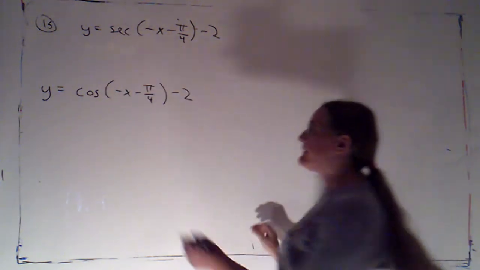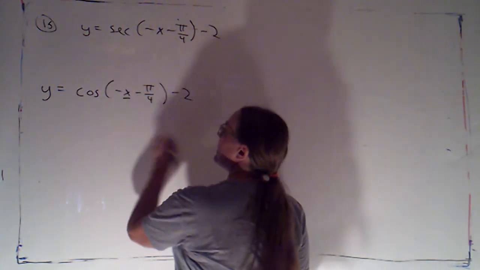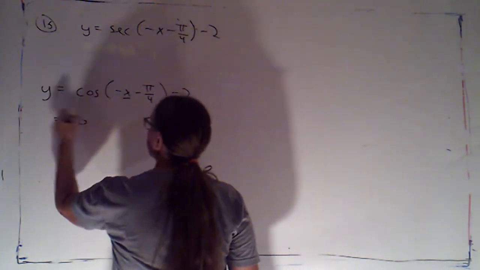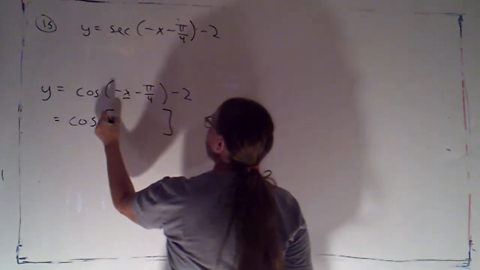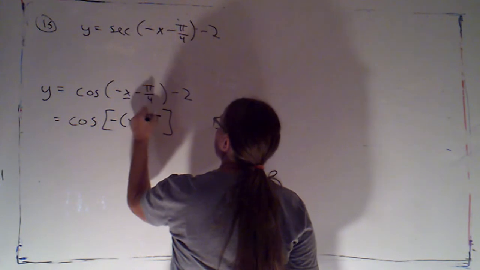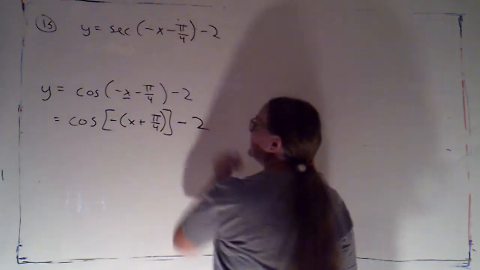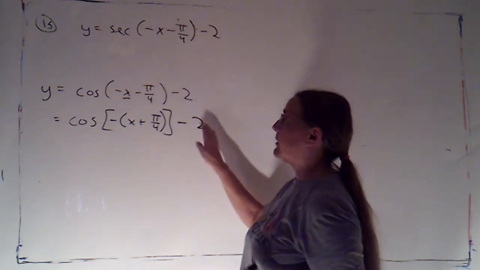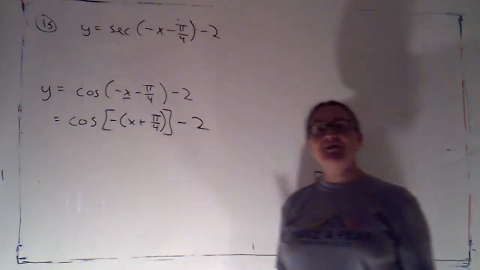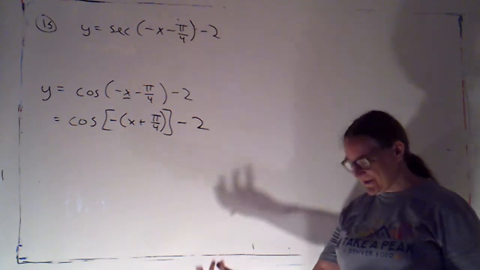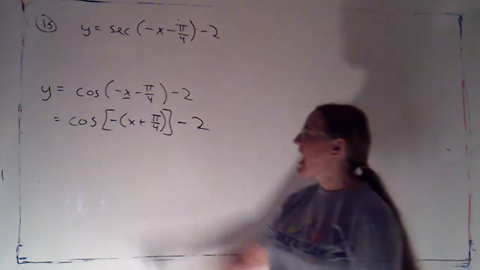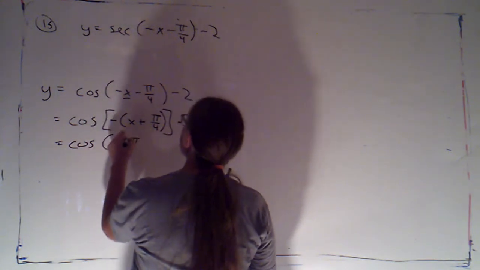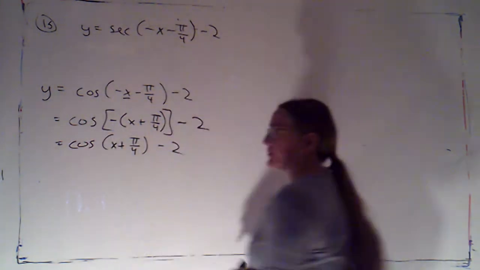cosine. First thing I notice is that this is not in factored form and I've got a negative in front of that x. So I'm going to put it in factored form by factoring out that negative. That just changes the signs here. So I get cosine of the opposite of x plus pi over 4 minus 2. Cosine is even. Opposite input, same output. I get to ignore that negative sign. So this is cosine of x plus pi over 4 minus 2.